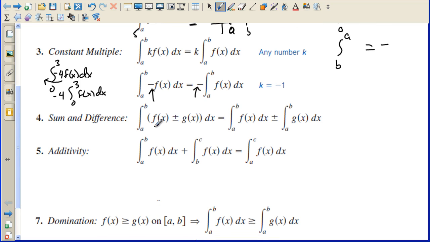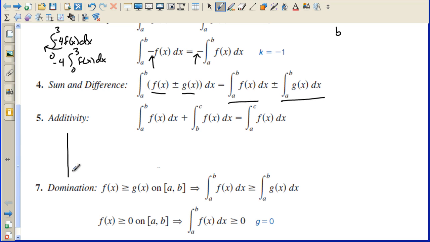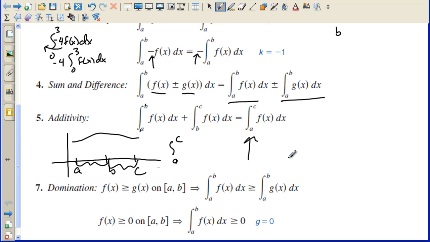Sum and difference. If you add two functions and take the integral of the addition of those two, you can split them up individually and get the same answer. Same thing with subtraction. In the additivity, if you have, let's say, a function from a to b and then b to c, if you want to find the area from a to c, you could integrate just from a to c, or if there was a reason to, you could integrate from a to b, and then integrate from b to c, and that would be just like integrating directly from a to c.